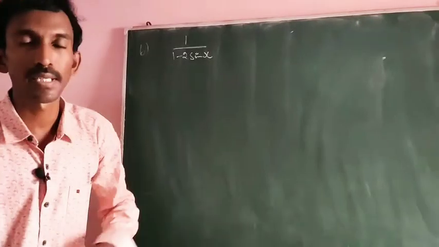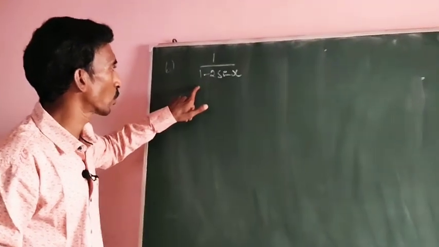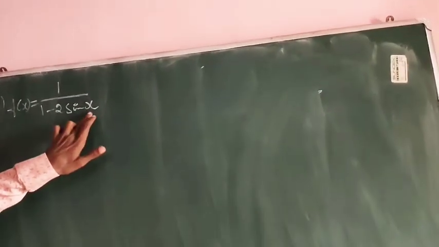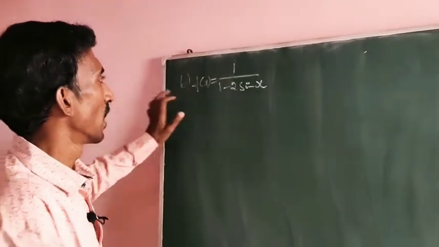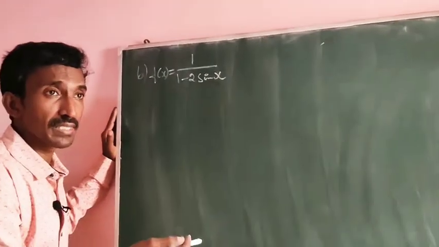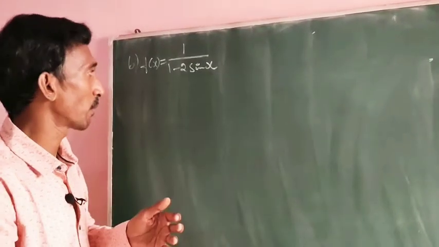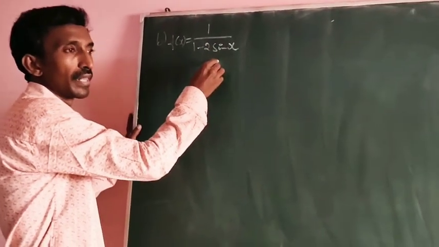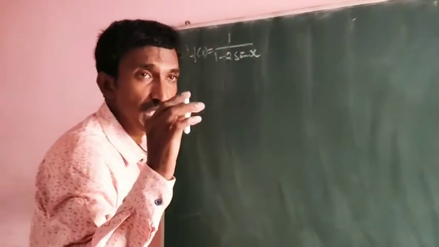Question number 6 in exercise 1.3. The question is, find the domain of 1 by (1 minus 2 sin x). Let me take the given one as f of x. Domain means for what values of x does f of x exist. We are going to do it in the reverse way. For what values of x does it not exist? If we remove those values from the set of all real numbers, that is the domain. Once more, for what values of x the denominator becomes 0, that means f of x does not exist. Remove those values from the set of all real numbers, that is the domain.